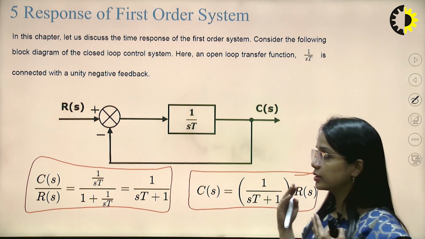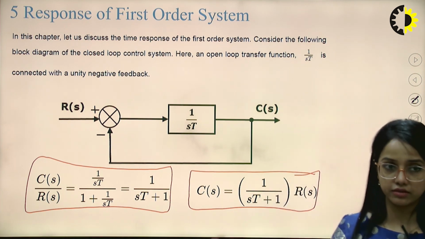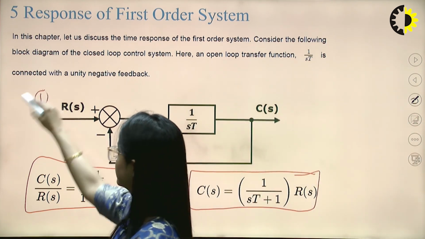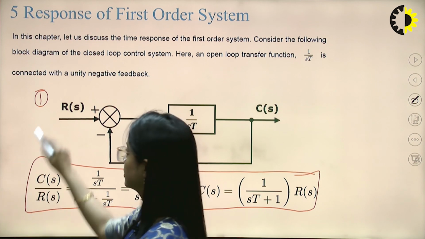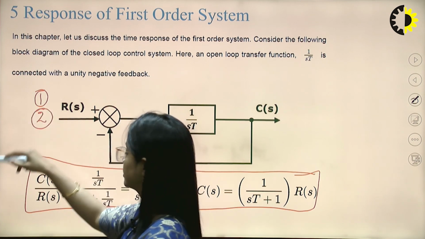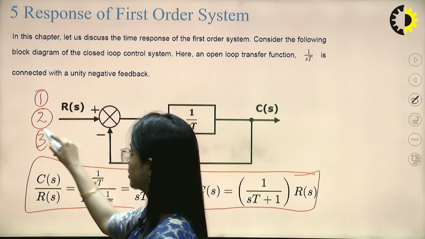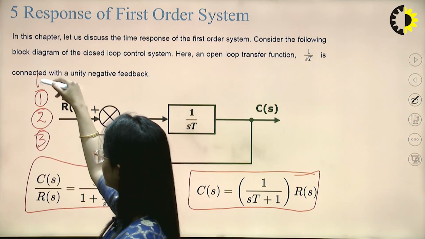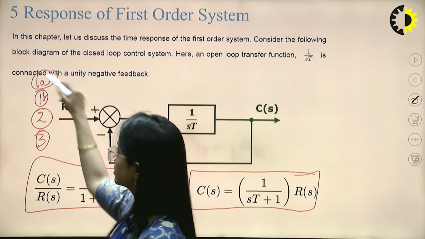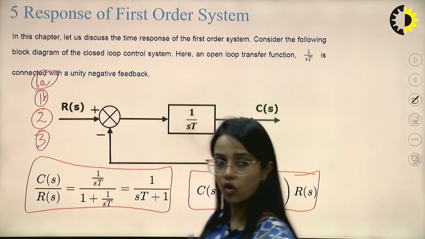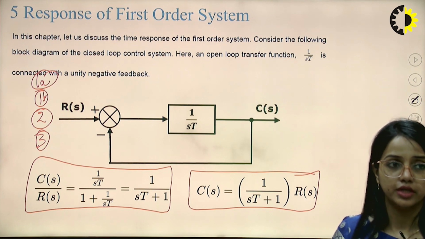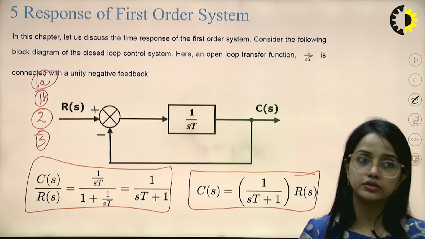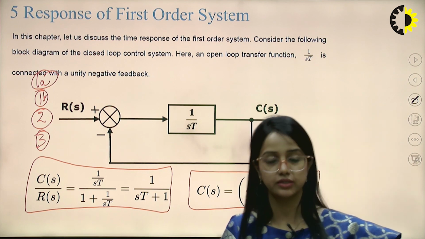So we will be giving all the four sorts of inputs. First will be unit step, second will be ramp, third will be parabolic, and of course we have to add one more, that is impulse. So we will give all the four kinds of input to this system. So we will be studying more on the response of the first order system in my next lecture. Thank you.